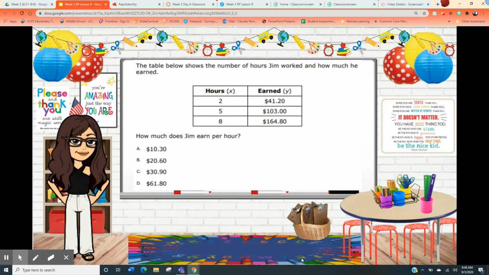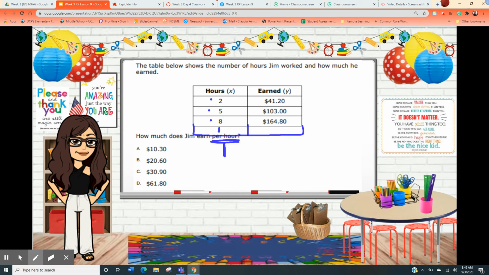It says the table below shows the number of hours Jim worked and how much he earned. How much did Jim earn per hour? Remember that when we have this per hour, that means we're looking for 1 hour. So in our table, we have 2 hours, 5 hours, 8 hours. We want our unit rate, which would be 1 hour. So I'm going to go ahead and add it to the bottom. I want to find my unit rate, which is any number to 1.